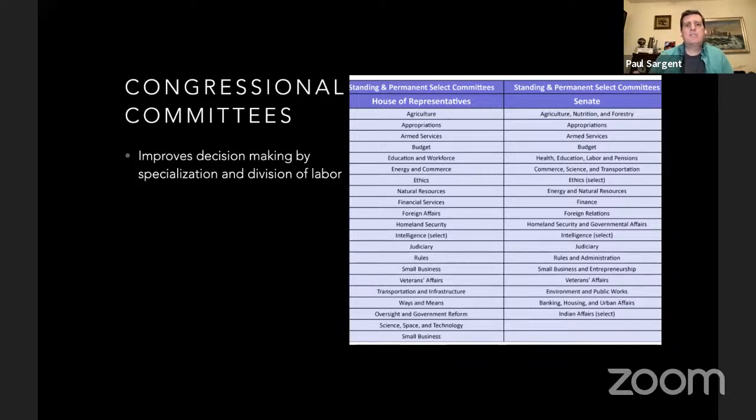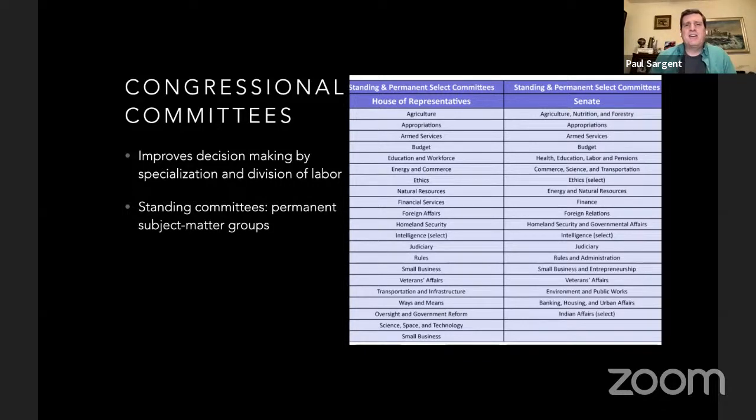And it also improves decision-making by division of labor. Simply, with all of these committees working at the same time, they can get a lot more done than if they were all 435 people together. Now, standing committees are permanent subject matter groups. Now, permanent, you always have to kind of put quotes around that. They're permanent for now.